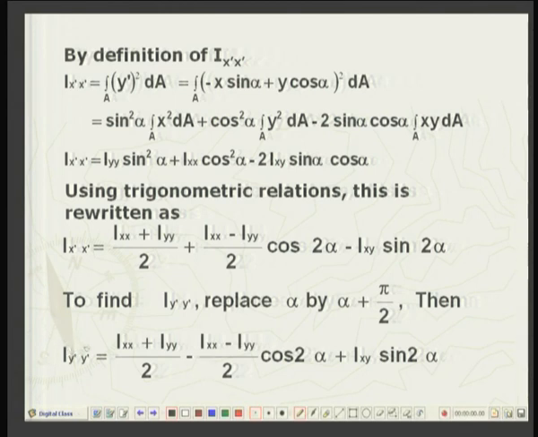Iy dash is equal to (Ixx plus Iyy) by 2 minus, because of the cosine terms, that will lead to cosine of (2 alpha plus pi). So, it will give me minus (Ixx minus Iyy) by 2 into cosine 2 alpha plus Ixy sin 2 alpha.